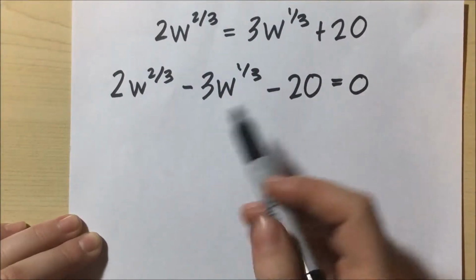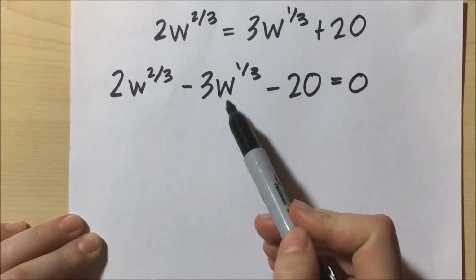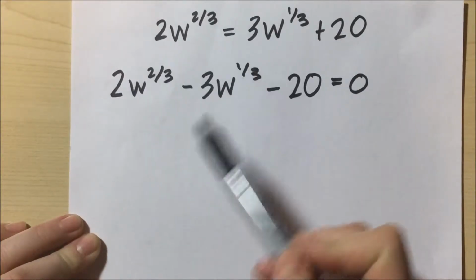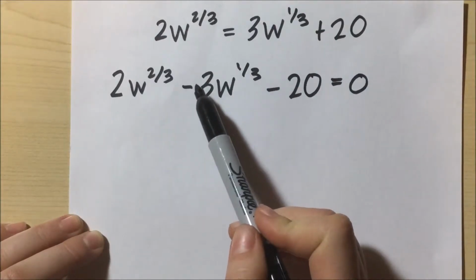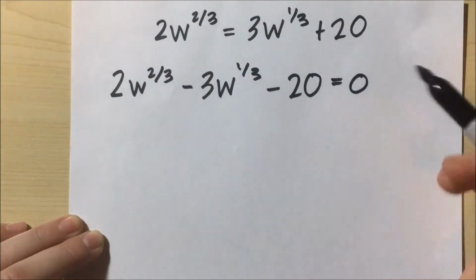Okay, and now I'm looking at this, and how do I solve this? I have these weird exponents hanging out here. Now, when I notice weird exponents, one thing comes to mind, and that's u substitution.